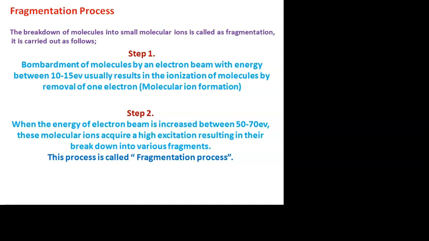Generally, step one involves bombardment of the molecule by an electron beam with energy between 10 to 15 electron volts. This usually results in ionization of the molecule by removal of one electron, and there will be formation of a molecular ion. Then step two involves the energy which remains after breakdown, 50 to 70 electron volts, and this energy is again utilized for further breakdown. This further breakdown of a molecule into different fragments or ions is called the fragmentation process. These are the two steps generally present in the fragmentation process.